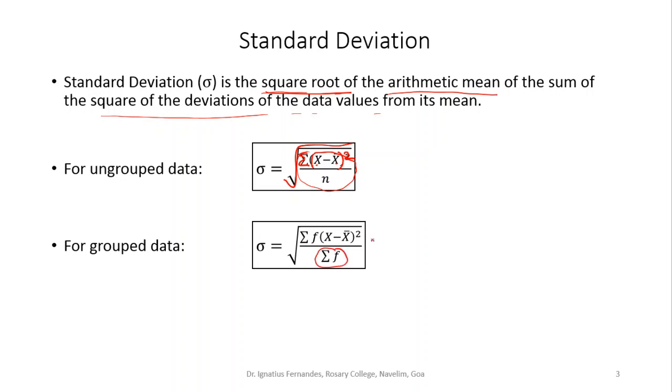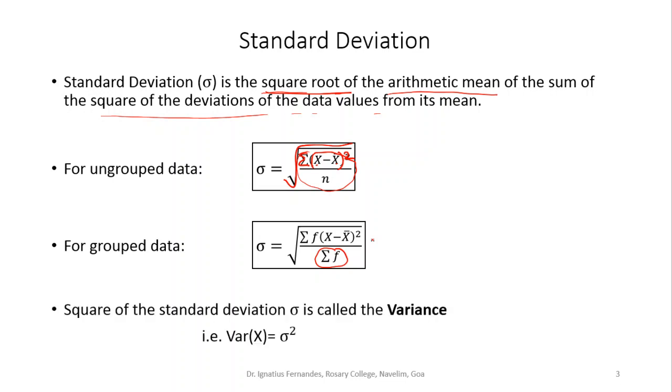So this is how we calculate standard deviation for grouped data. The square of the standard deviation sigma is referred to as variance. So variance is equal to sigma square. This is something that we'll be talking about later.